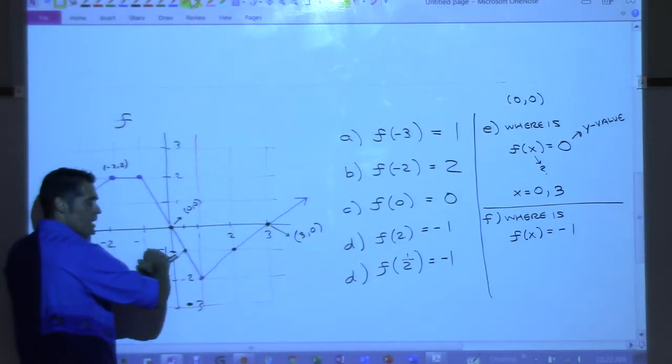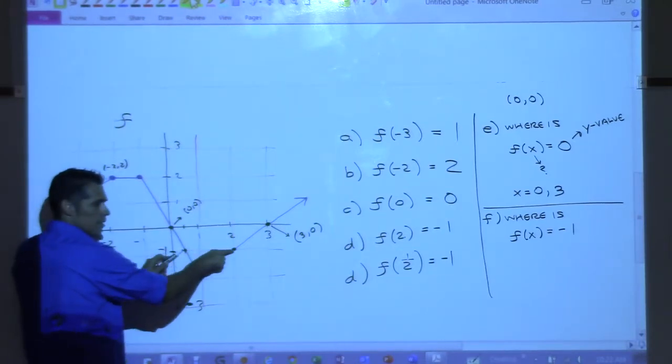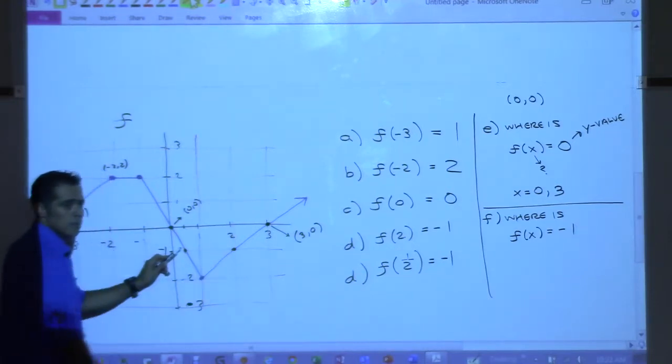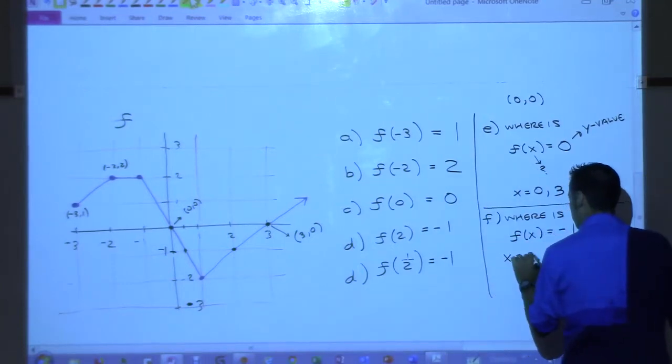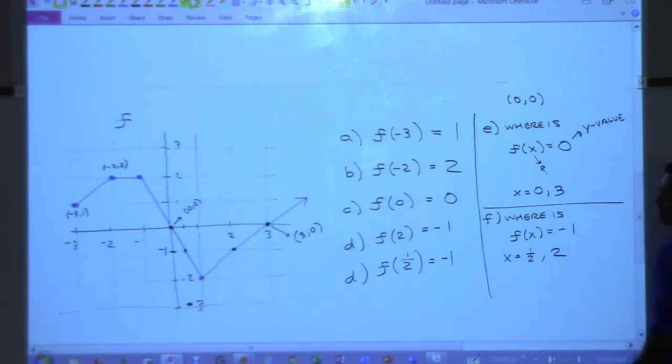So just look left and right. You have this one, right? There's nothing over here, right? There's no graph over here. How about over here? Right there, right? You have two different places where you have the y value of -1. You said 1/2, and where's the other one? At 2. Okay, so your two answers here are x equals 1/2 and 2. Okay, are we always going to have two answers?